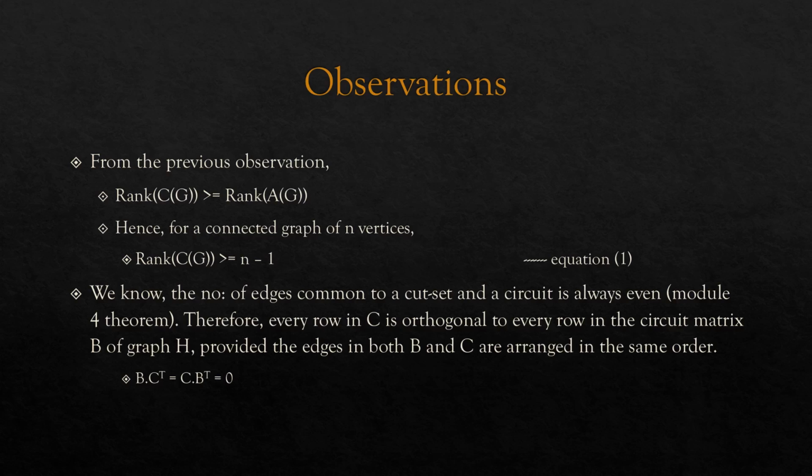The next property is that the number of edges common to a cut set and a circuit is always even. We learned this as a theorem, and therefore every row in C is orthogonal to every row in the circuit matrix B of graph H, provided the edges in both B and C are arranged in the same order. So basically the dot product of the matrix and the transpose of the other matrix will give you 0.